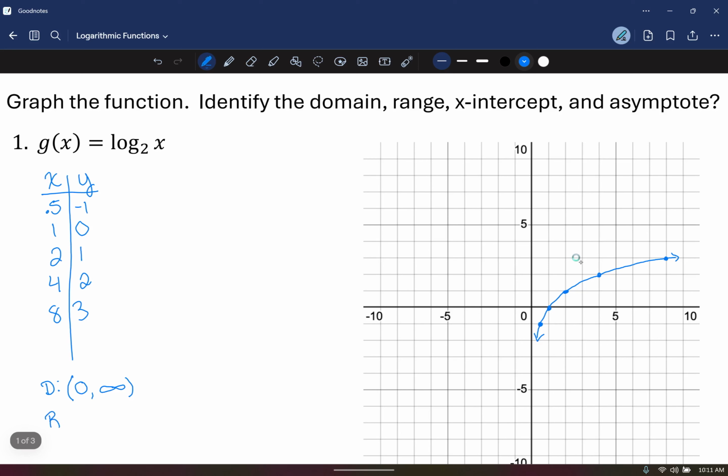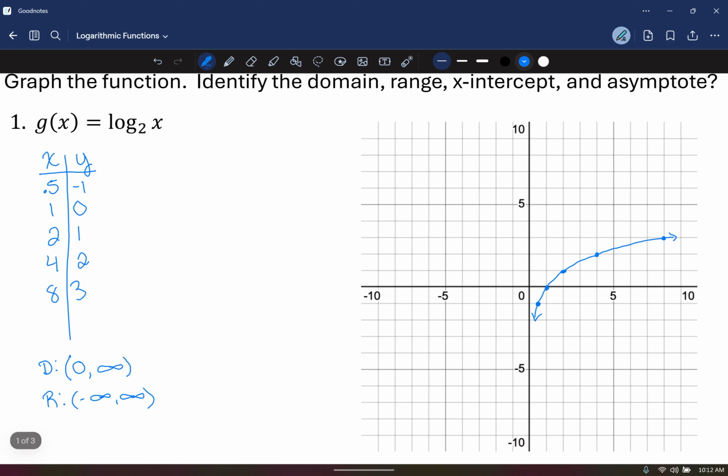For my range, this is going to continue to go down and down and down. So we're going to go -infinity, and then this continues to go up and up and up. So -infinity to positive infinity, or all real numbers. And then let's talk x-intercept. For my x-intercept, I can see that I cross the x-axis at 1. And then we already decided that we had an asymptote at 0. That's an x value of 0, so the asymptote is at x equals 0. It's a vertical line.